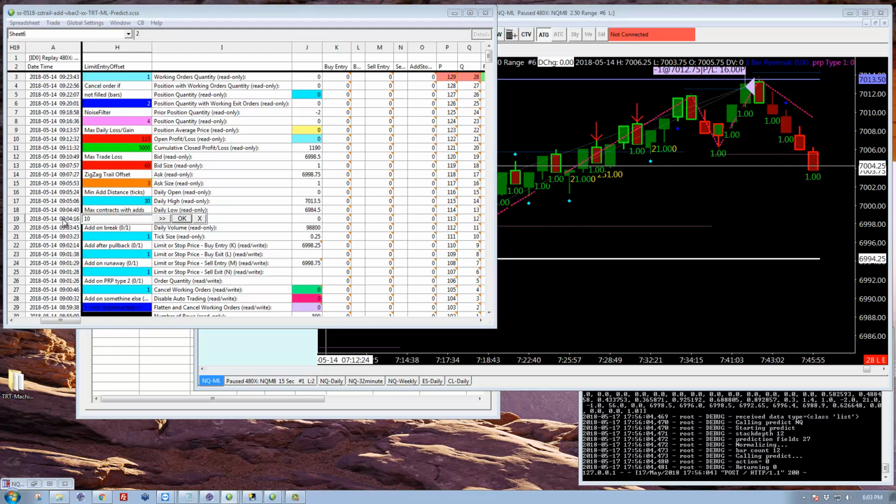If you do this, it'll just keep adding every time it sees a behavior that you've specified. And then these are the behaviors down here. On a break, after a pullback. So the pullback completes and then continues, and it'll add there.